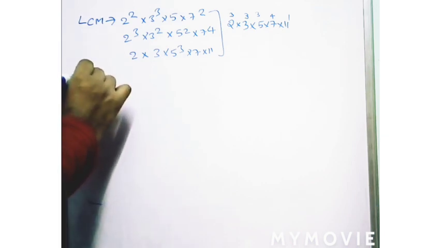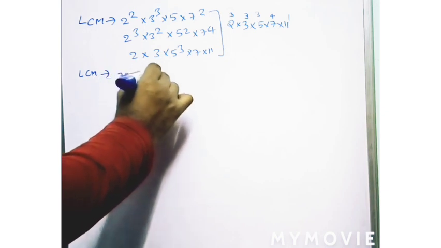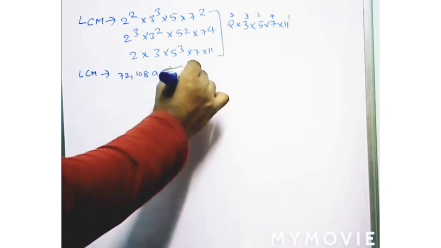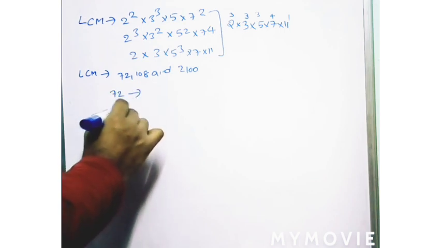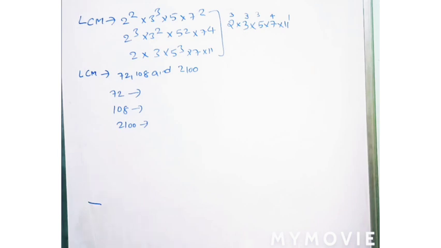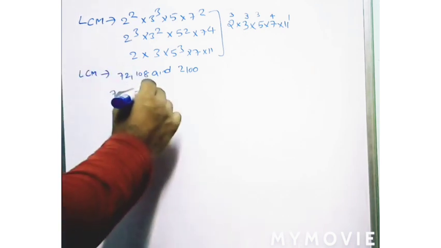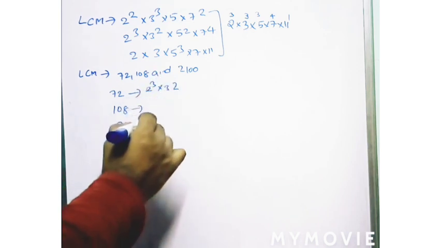In a similar way, we try to find the LCM for 72, 108 and 2100. We write 72, 108 and 2100 as products of prime factors. 72 we write as 2 power 3 and 3 power 2.